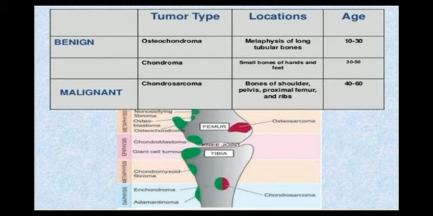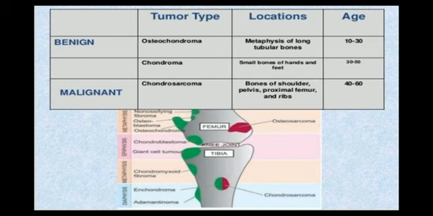Most often it affects the long bones in the legs, pelvis, etc. It is a common non-cancerous bone growth. That means osteochondroma is a benign tumor type, as we can see written here. It mostly affects the long bone in the legs and also in pelvis. So long bone in the legs is femur, so it can affect femur and also the pelvis.